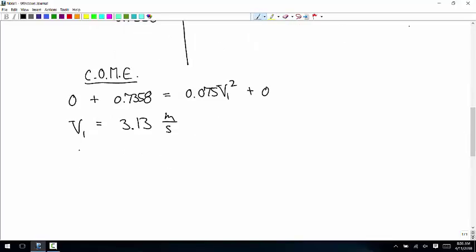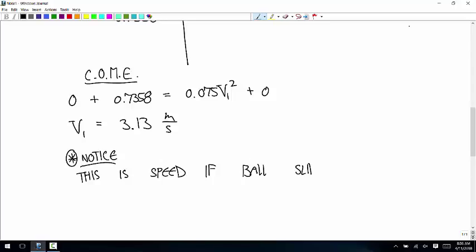By the way, one thing to keep in mind about this, notice, we did this calculation as if that ball was sliding. So if the ball slid down that ramp, it does.